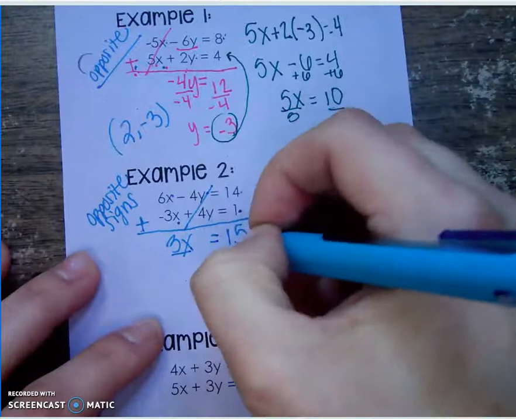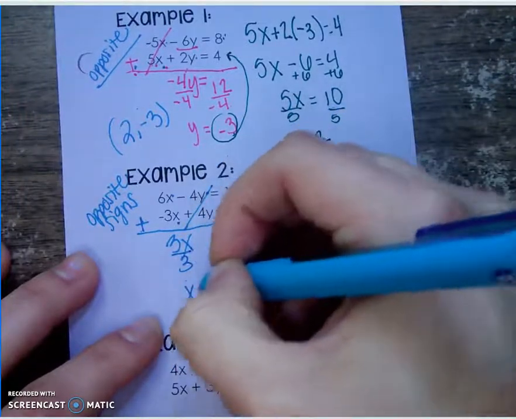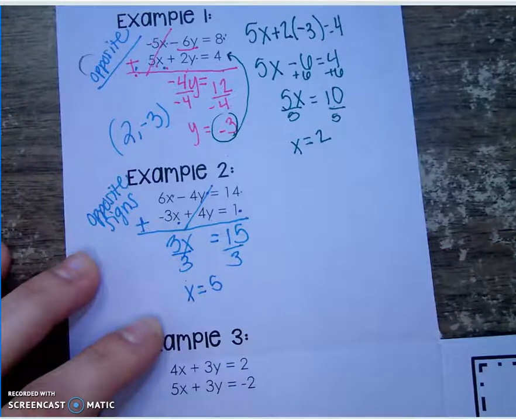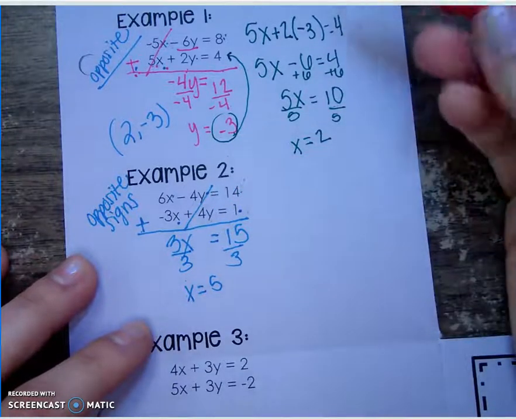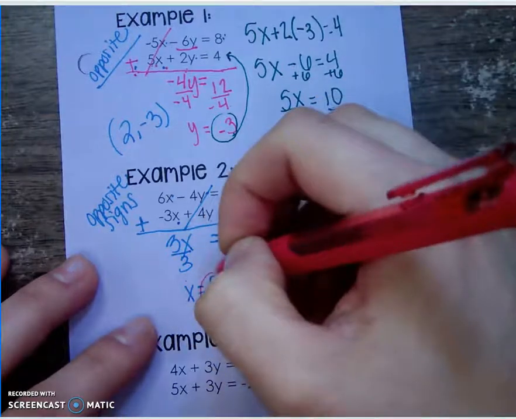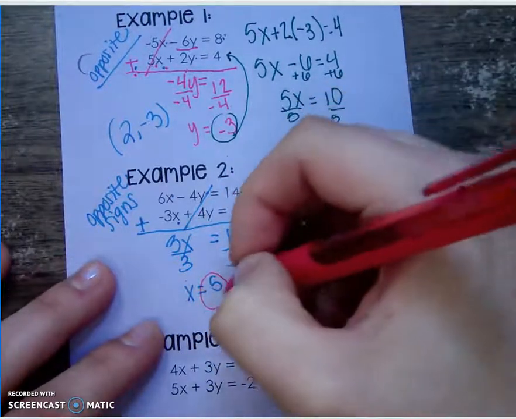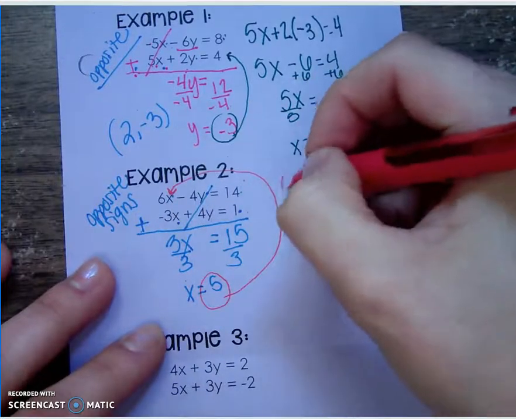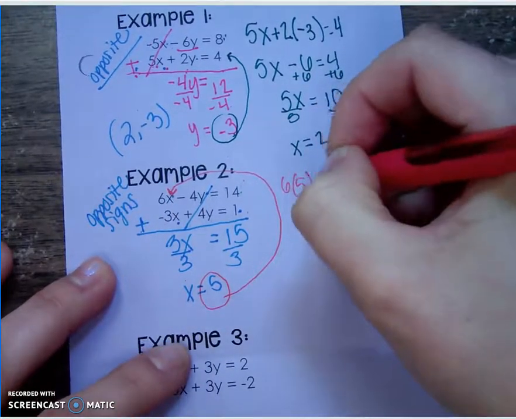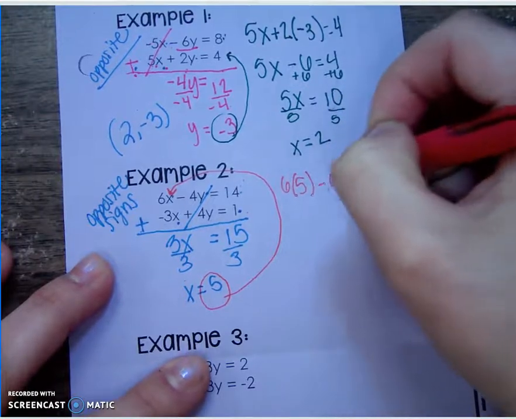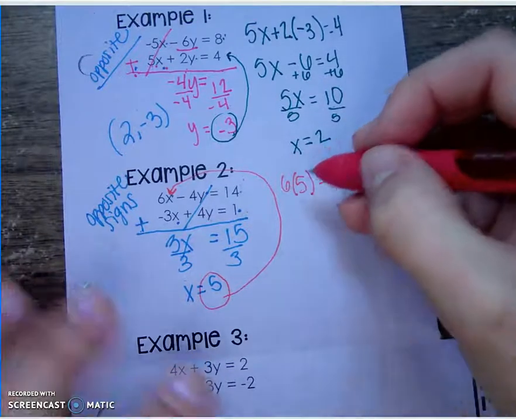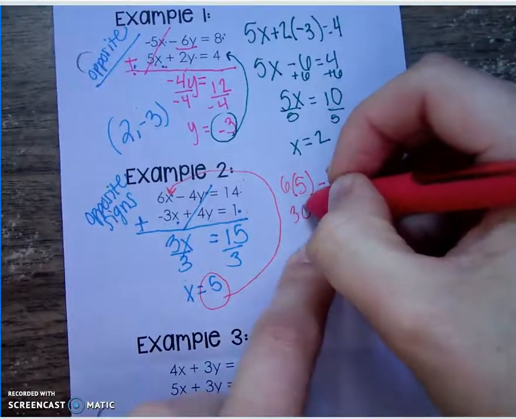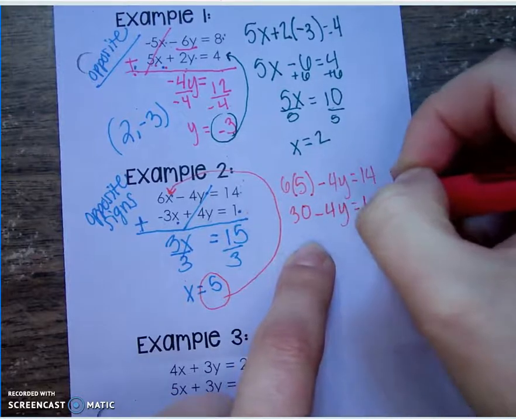Divide by 3. x equals 5. All right, plug it back into either equation at the top. Since both of them have a negative or a subtraction sign in there, it's not going to matter which one I pick. So let's put it into the top one. 6 times, not x, but now 5, minus 4y equals 14. Distribute that positive 6. 6 times 5 is 30, minus the 4y equals 14.